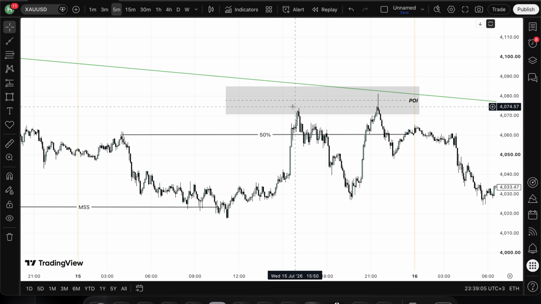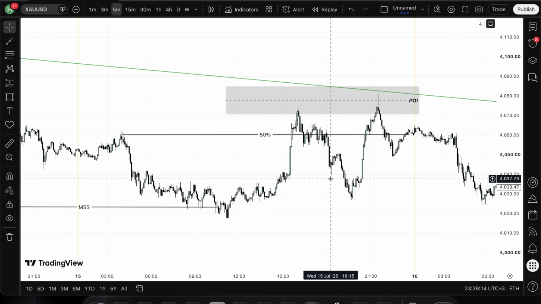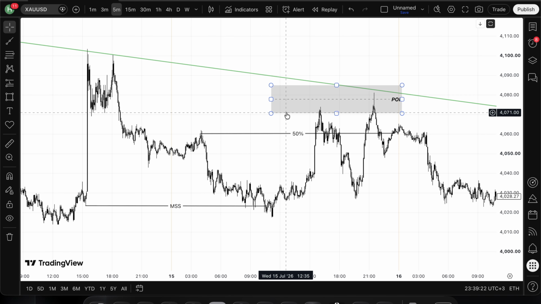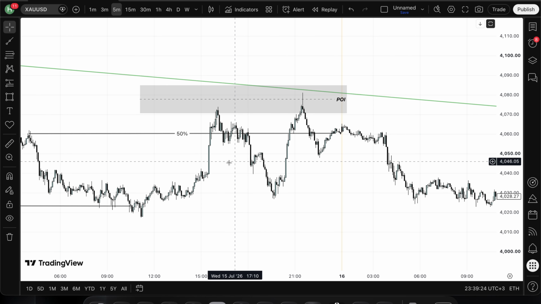Okay, the market makes a high. Okay, and then after the high, what happens? We do not have a market structure shift. This is not a swing low. This is not a swing low, but this is a swing low, right? So now we have another market structure shift to the downside.